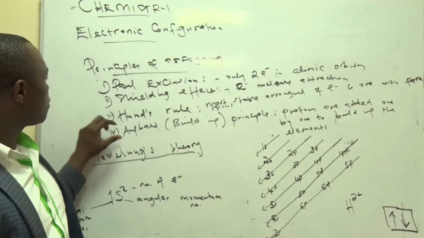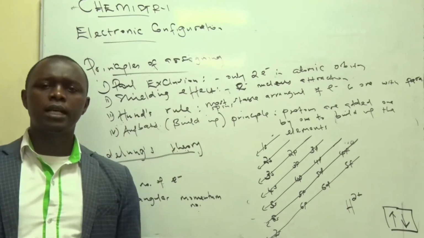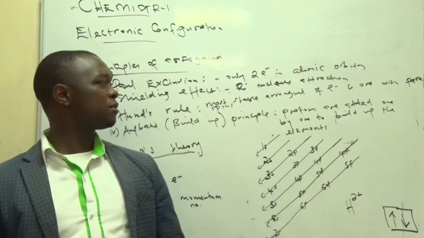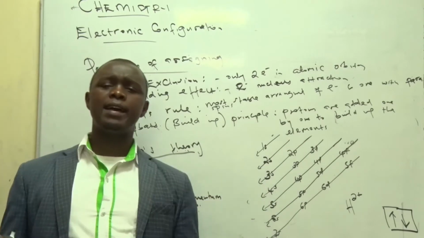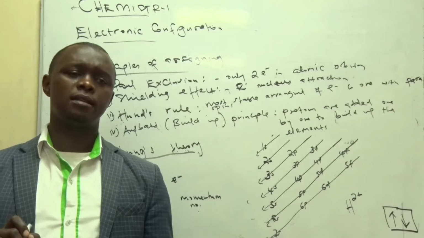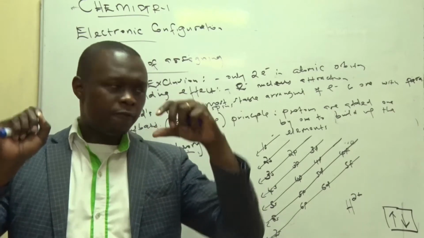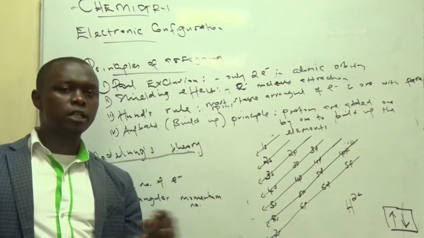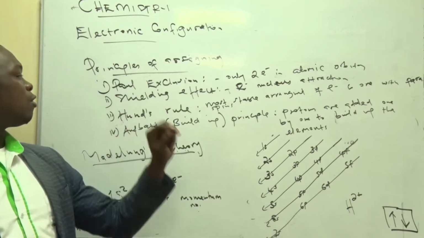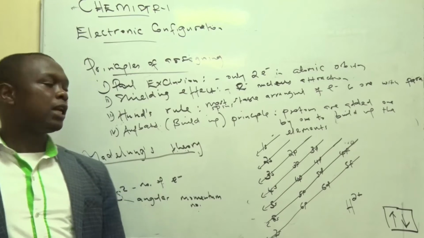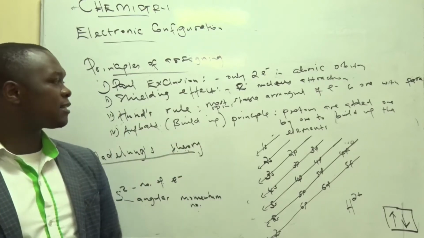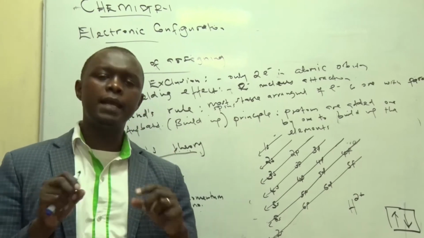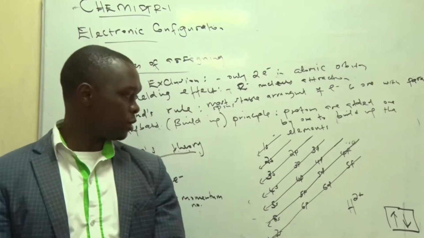Our second principle is called Hund's rule. In this principle, it says that the most stable arrangement of electrons is when they are in parallel spins. That's what defines Hund's rule. Then the last principle is called the Aufbau or build-up principle. This principle states that the protons are added one by one until we build up an atomic orbital.